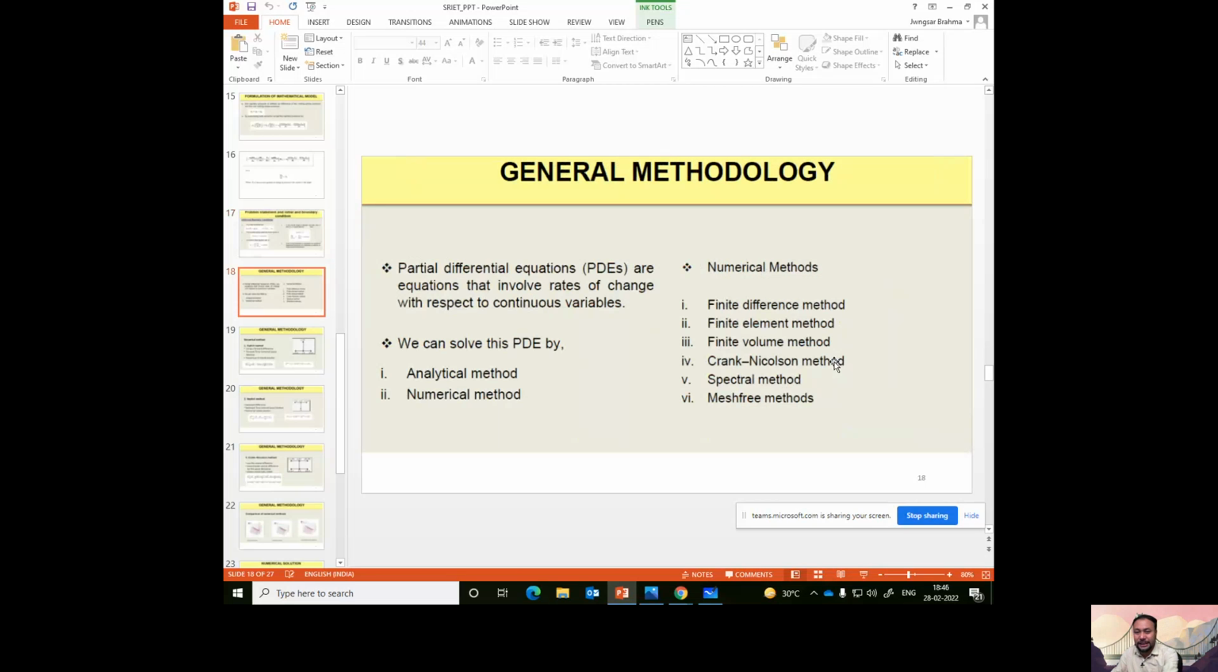We'll consider this boundary condition. Now, what are the general methods? I have already discussed the analytical method and numerical method: finite difference, finite elements, finite volumes, and Crank-Nicolson, which is also one type of finite difference method. Spectral method is a very modern method, and mesh-free methods are very new. But in today's lecture, we are talking about the finite difference method, which I have already explained transforms the analytical, continuous form into the discrete form.